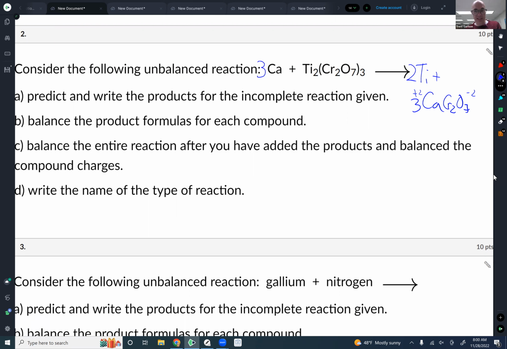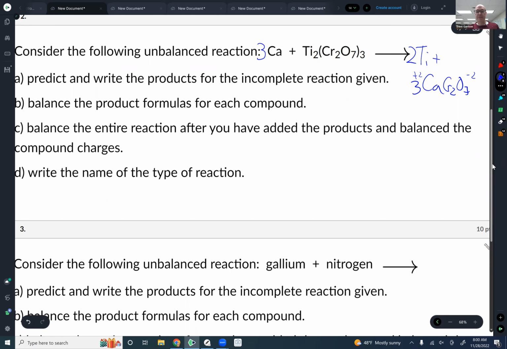Titanium is not diatomic. And we can't just simply bring these subscripts down here because it's not balanced as a product. All right, number 3.